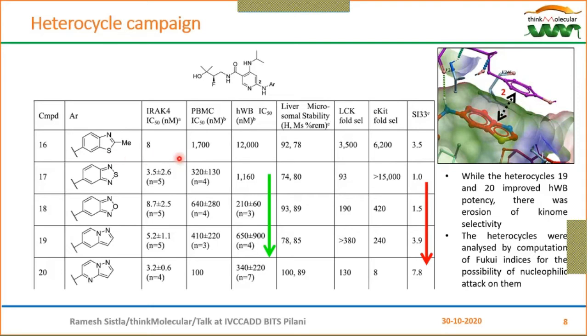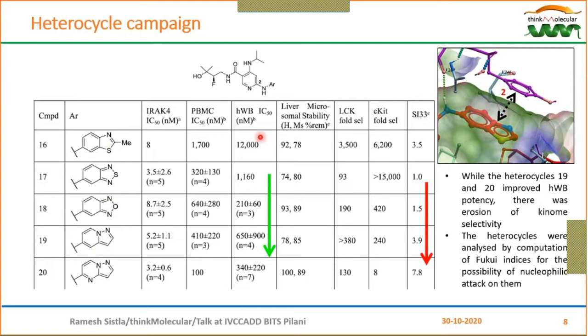And therefore, as we talked about, the two position of the indazole was the target for getting oxidized, and that's how we were getting poorer exposures, which are represented by the liver microsomal stability here. So we made different compounds by plugging the two position of the indazole, making a thiazole here, an oxadiazole, an isothiazole, and then more different bridged heterocycles, where nitrogen is the bridge position, like pyrazolopyridine.